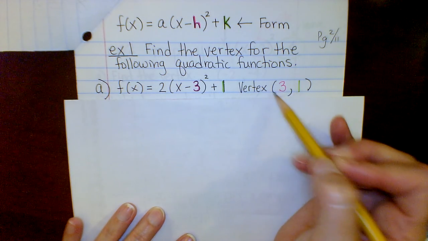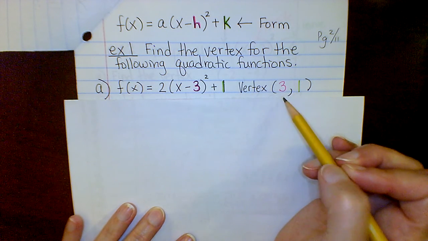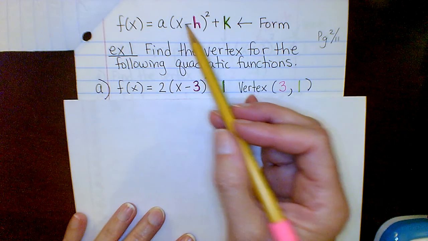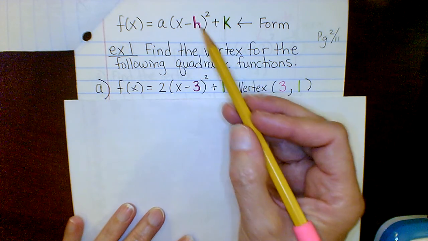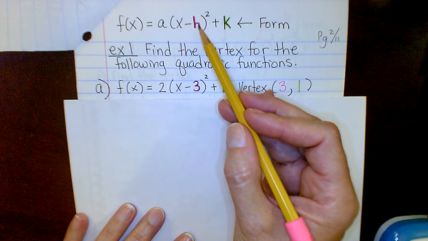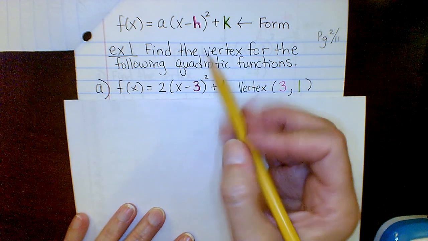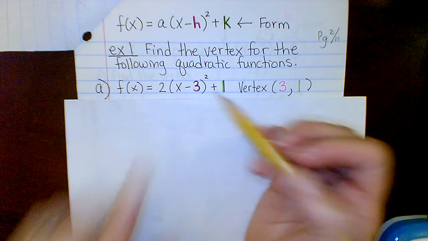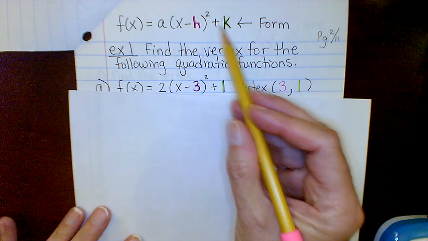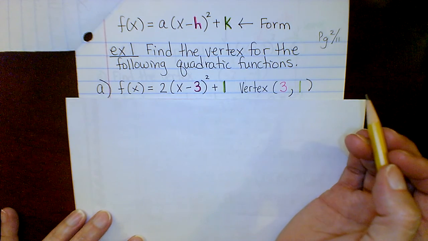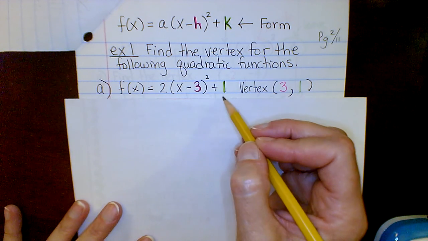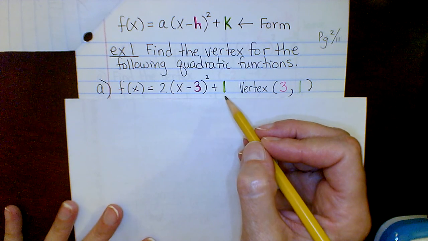Now a lot of students will mistakenly put negative 3 because they see that minus right there. Well, that minus is actually part of the formula. So h is said to be the number that comes after the subtraction. So the number after the subtraction symbol is just 3. k is the number after the plus sign, so it's 1. This gets pretty confusing, all right?